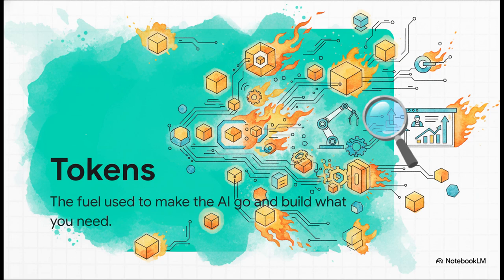Moving on to Section 2, decoding tokens and limits. Now, if you're new to the Gemini Flash tools, you've probably heard this buzzword thrown around: tokens. What are they? Just think of tokens simply as the gas in the tank. It's the fuel you use to make the AI go. And previously, man, we were burning through that fuel way too fast.